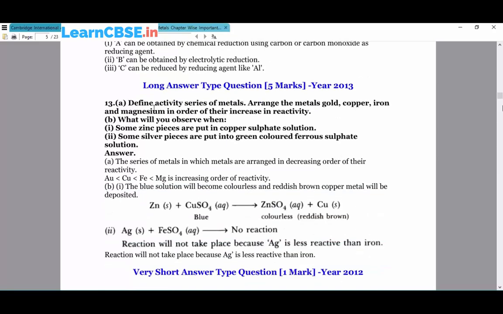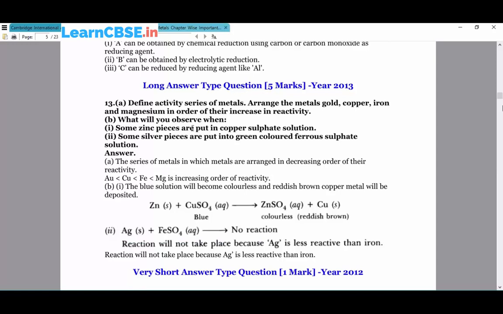Okay. Define the activity series of the metals. Arrange the metals gold, copper, iron and magnesium in the order of their increase in reactivity. The series of metals in which the metals are arranged in the decreasing order of reactivity. So gold, which is the least reactive, then copper, then iron, then magnesium. So it's in the increasing order of reactivity.